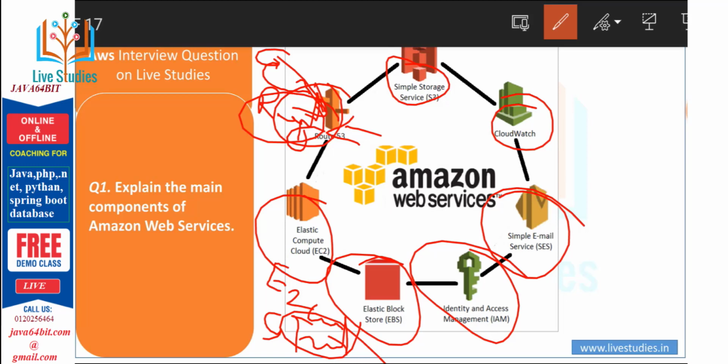Another one is Identity and Access Management, IAM. It is a popular identity and access management service for AWS account holders. It allows us to create and manage users and groups, thereby allowing or denying access to AWS resources.